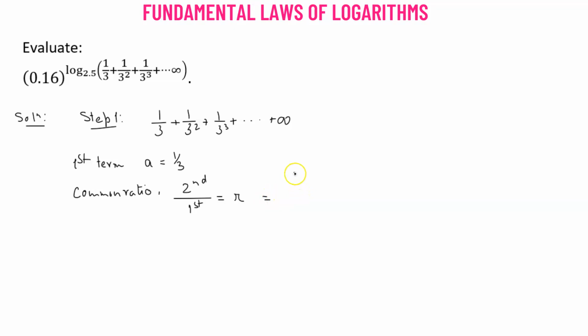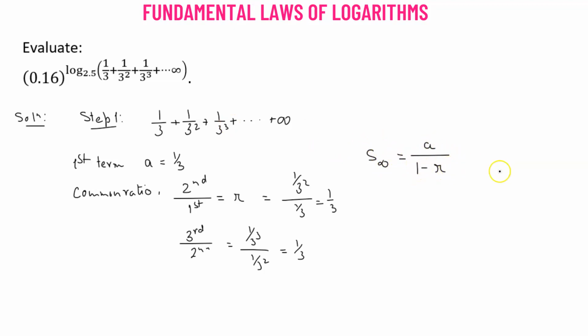So let's find it out. We have 1/3 squared divided by 1/3, so that equals 1/3. Similarly, if we take the third term and divide it by the second term, which is 1/3 cubed divided by 1/3 squared, this gives us 1/3. So that means we have a common ratio of 1/3. And the sum of an infinite series, if it is geometric, is given by A divided by 1 minus R, provided R is less than 1.